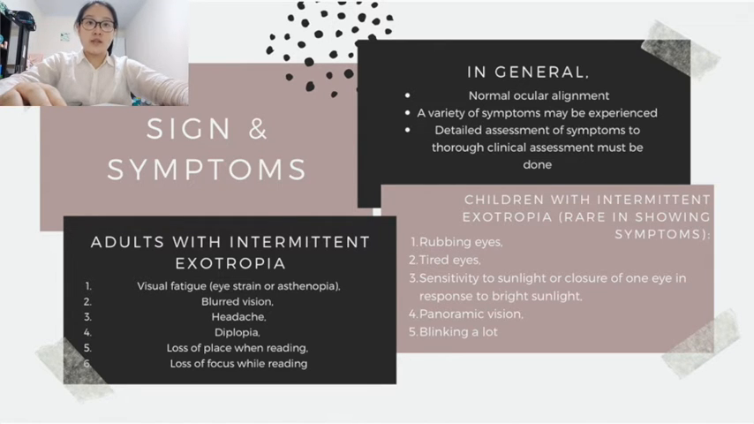Children with intermittent exotropia rarely show symptoms due to well-developed suppression mechanisms, but symptoms such as rubbing eyes, tired eyes, sensitivity to sunlight, or closure of one eye in response to bright sunlight due to reduced binocularity, panoramic vision, and blinking a lot may happen. Rubbing the eyes may occur due to ocular discomfort in children experiencing pain in the eyes, and closing one eye in light has been suggested to reduce photophobia or diminish diplopia. Patients with intermittent exotropia usually have normal ocular alignment.